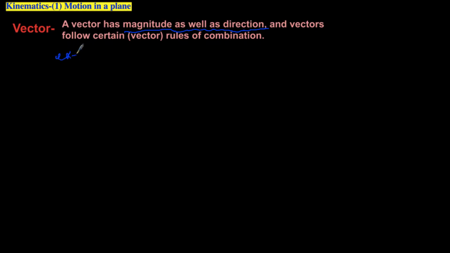For example, what are the examples of a vector? Suppose we are going from A to B. So we have changed our position from A to B in this direction. This arrow is showing direction. Vector is represented by an arrow at the end of a line. So this is the representation of a vector.